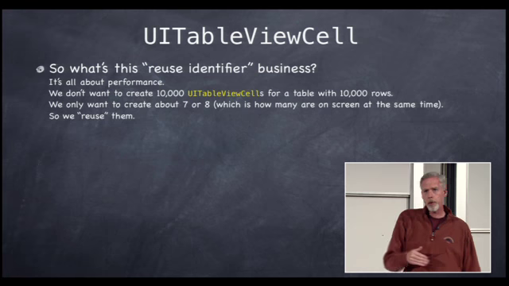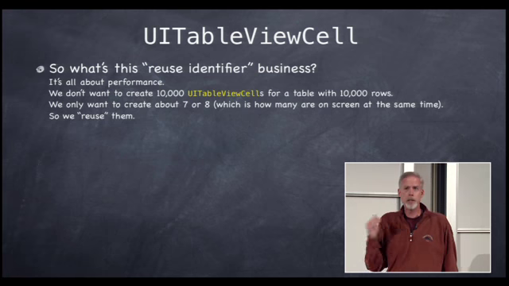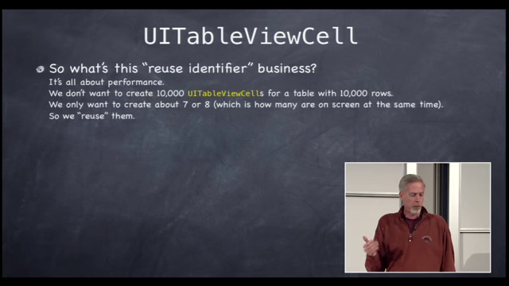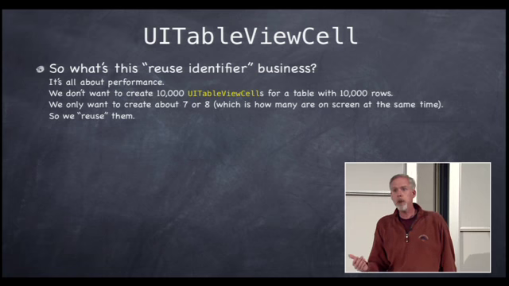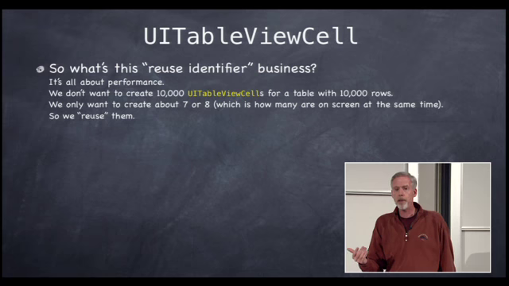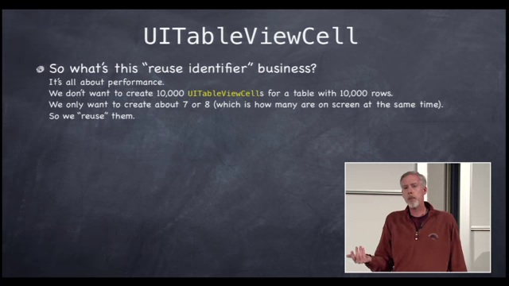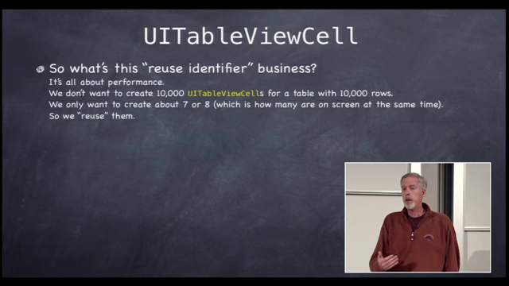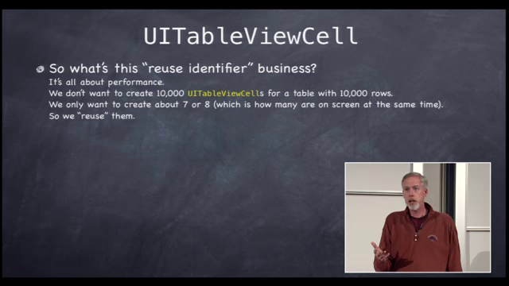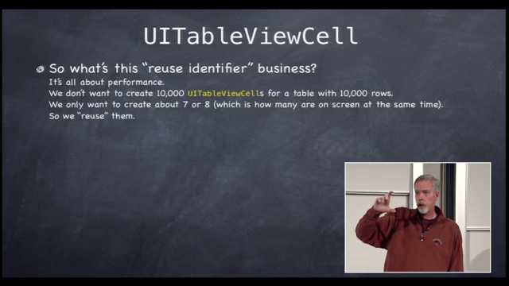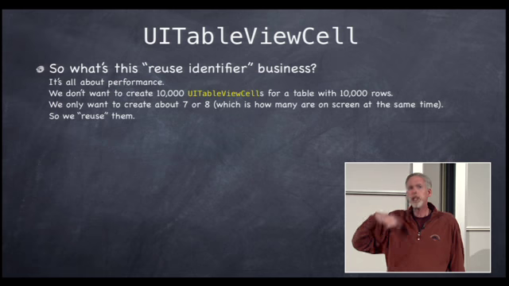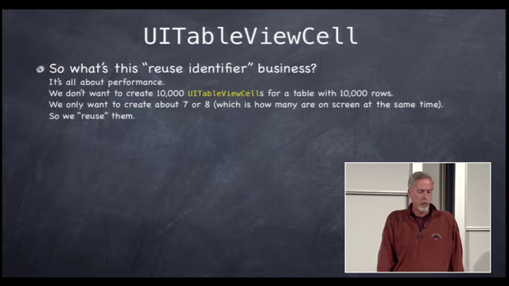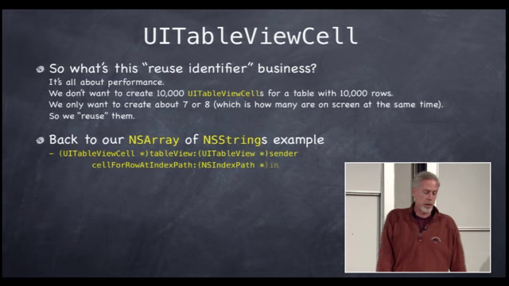The reason we have the reuse identifier in the table view cell's designated initializer is for performance, because we don't want to create 10,000 UITableViewCells. They're UIViews, which are not super lightweight objects. They're not heavyweight, but they're not super lightweight. We only really want to create about 7 or 8 UITableViewCells at a time. That is the 7 or 8 that are on screen. And then we just want to recycle them as they go off screen and come back on. You see what I'm saying about that? So we reuse them. And so how do we reuse them?